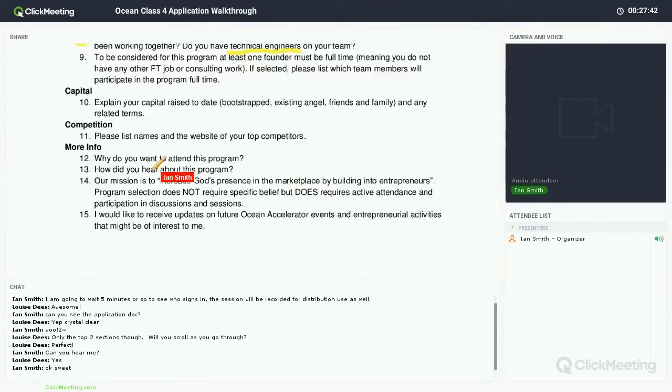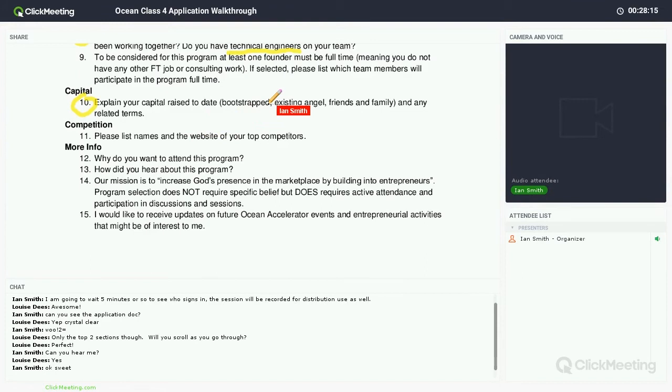All right, capital. Explain your capital raised to date and any related terms. This one is pretty important too. The most common answer we get for applications is bootstrap. Maybe you've been able to put away some money and save enough money to pay for a minimum viable product to be developed and designed. That's great. You bootstrapped your way. Maybe you were able to go to your family and friends network and raise $50,000 or so just to get yourself off the ground. That's fine.